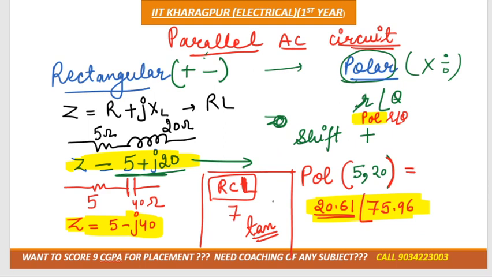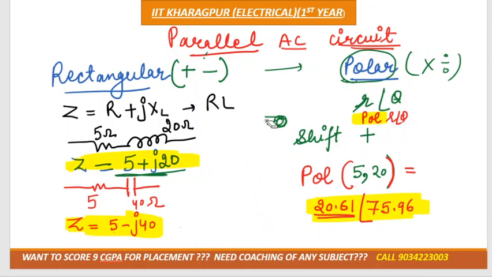Understood? Similarly, convert 5 minus j40 into the polar form. Try it. Press mode, then 1, and it will be back to the normal stage. Then, if you want to convert 5 minus j40 into the polar form, again press the shift button, then the plus button. Then Pol comes up in the calculator.